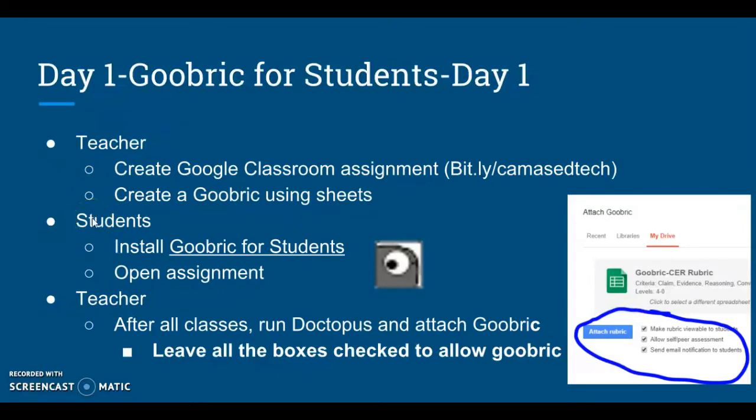Students on that day would install Goobric for Students and open that assignment. After they've done this, the teacher would then run Doctopus, attach the Goobric, just like they would if they were going to be the one to assess the document, but leave all the boxes checked to allow Goobric over here, allow self and peer assessment. That's what allows students to access that tab.